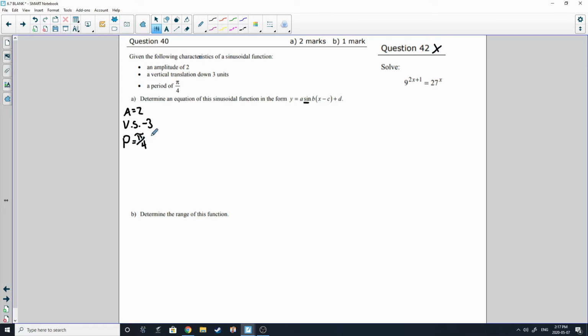Now, all they want is the equation. So we're not sketching it. We're just giving them the equation. So we pulled out the information, and we just need to write it out. So the a value is 2. So we can go 2 sine.